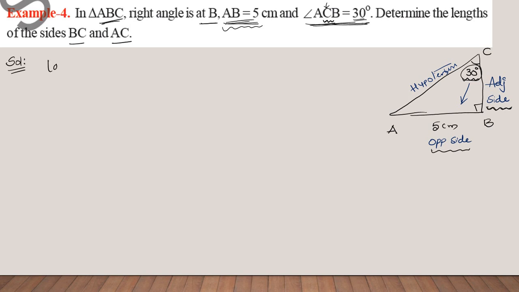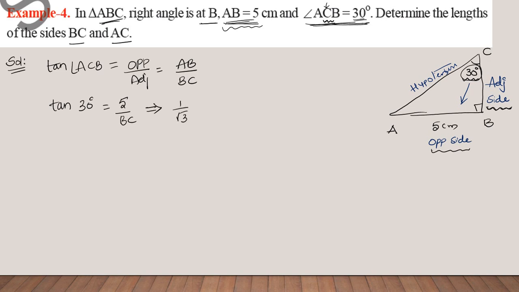Here I am going to apply the tan ratio. So tan of angle ACB is nothing but opposite by adjacent. What is opposite here? Clearly from the figure, opposite is AB and adjacent is BC. Now substituting the values, tan of ACB means tan 30 degrees is equal to AB, which is 5, and BC I don't know, so I write BC only. What is the value of tan 30? Tan 30 is 1 by root 3. So from the table, 1 by root 3 is equal to 5 by BC.